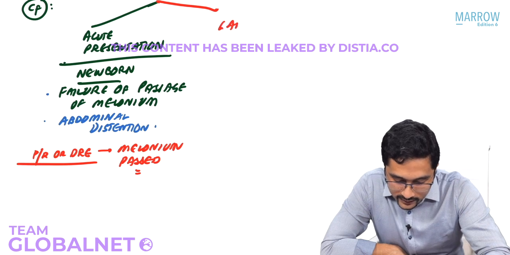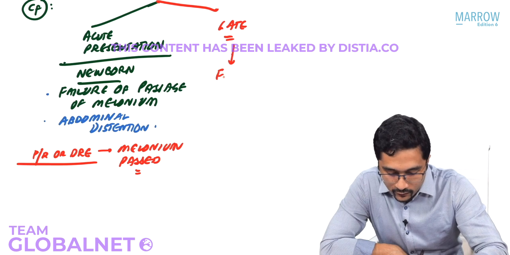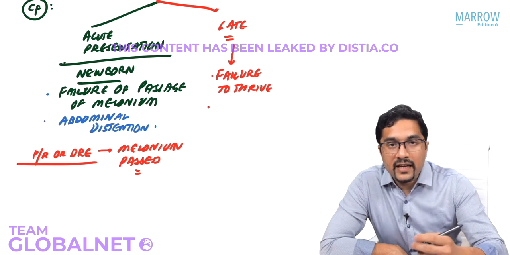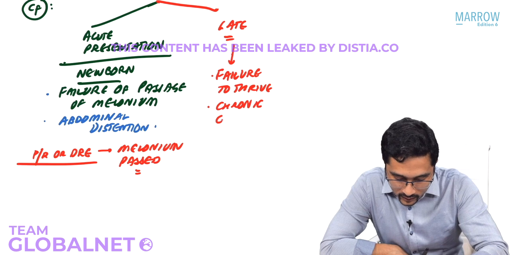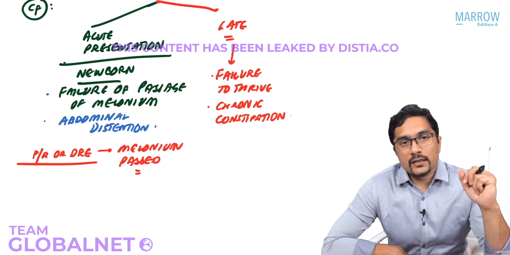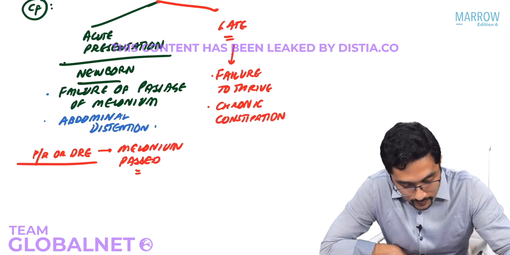Some patients can have a late presentation as well. Late presentation will either be in the form of failure to thrive, where the child will not gain weight, or there can be chronic constipation in these children. So these are the various clinical presentations of Hirschsprung's disease.